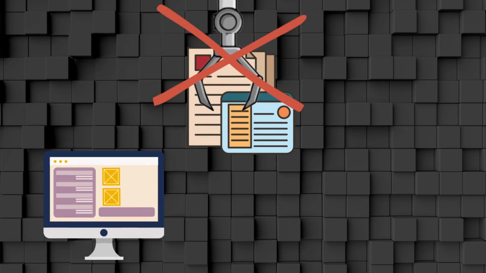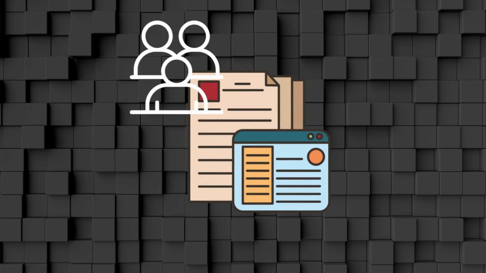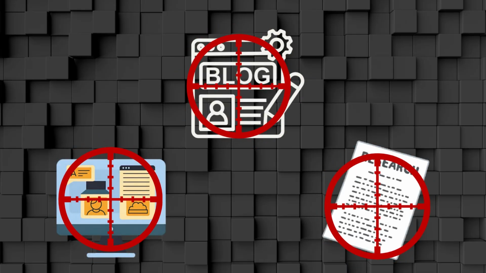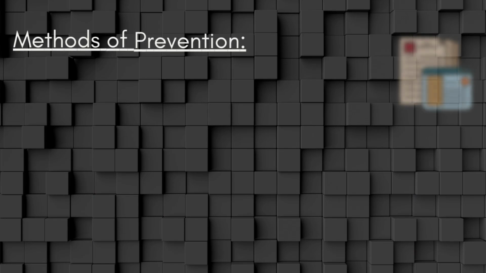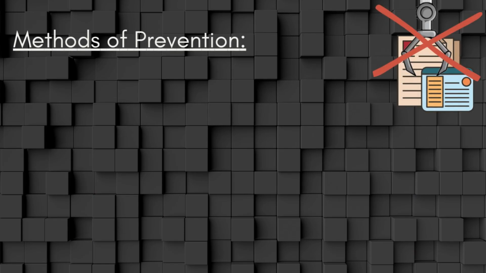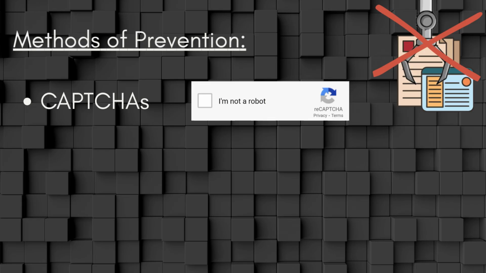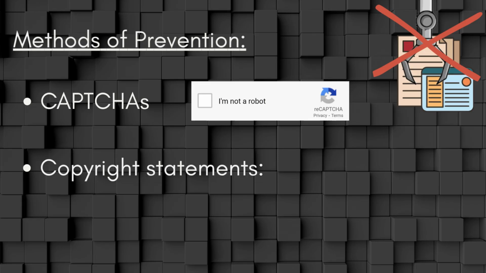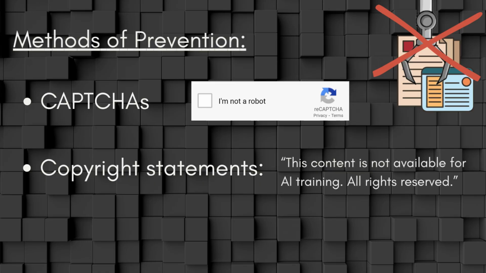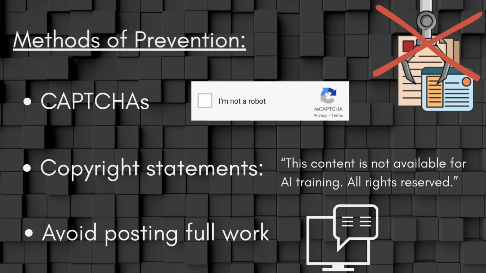Thankfully, there are plenty of ways to prevent your content from being scraped, whether it's posted to the internet or in the process of being written. Content posted on the internet with public access is often fair game for AI scrapers, as they tend to target things like articles, blog posts, essays, etc. Some of the ways to prevent the content you post on the internet from being scraped by AI include prompting visitors with CAPTCHAs to verify that users are actually human, putting copyright statements in your work, such as lines like, "This content is not available for AI training, all rights reserved," or avoiding posting your full work to the internet and instead posting only small parts or summaries of your work.